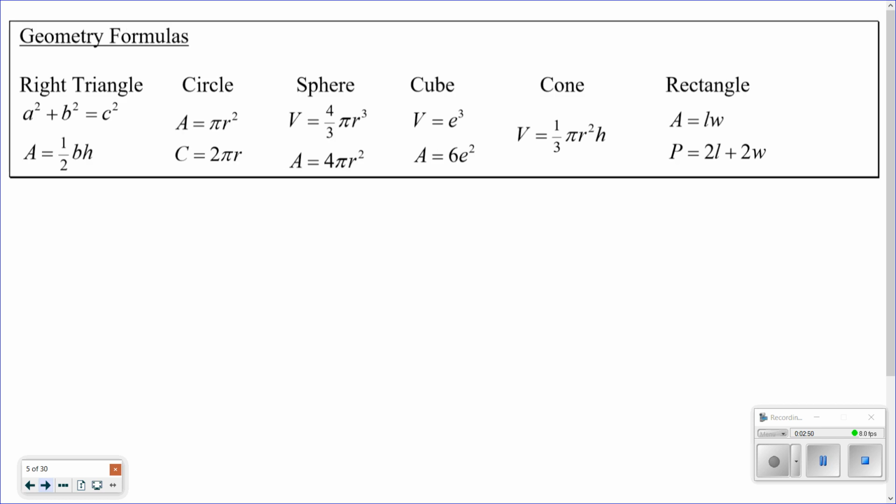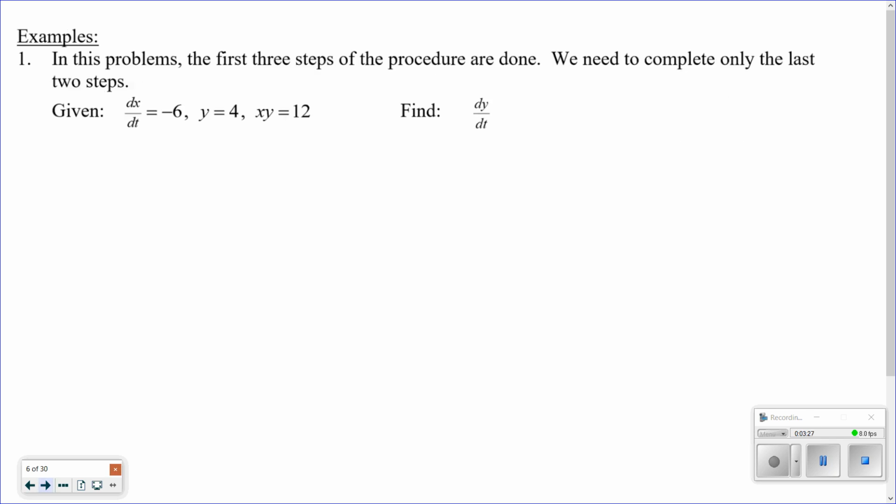Before I do that, they have a list of formulas here. These are all just geometric formulas you've all seen before, right? Pythagorean theorem, the area of a triangle, area of a circle, circumference, volume of a sphere, surface area. A cube, where E represents the length of one of the edges. It's kind of weird they use E. A lot of times you'll see that written with an S, the side length. Take the side length and cube it. 6 times the side length squared. Volume of a cone, 1/3 pi r squared h. Area of a rectangle, perimeter of a rectangle. So those are all ones you're familiar with, but they're listed there because we're going to use some of those throughout this lesson.